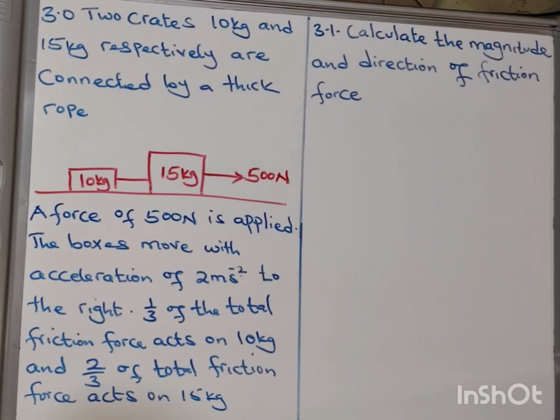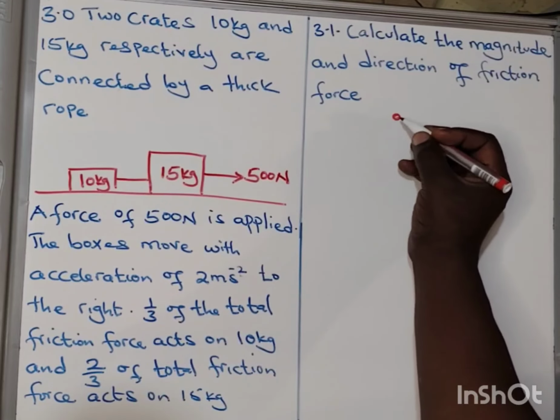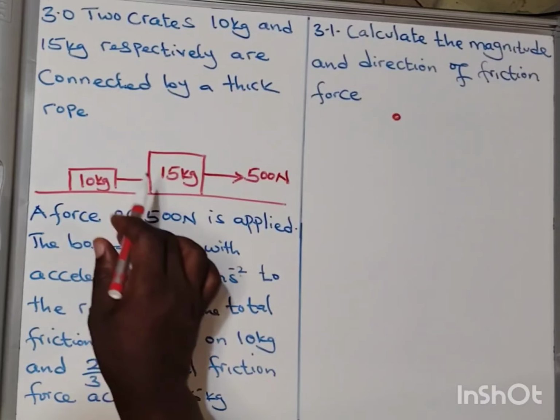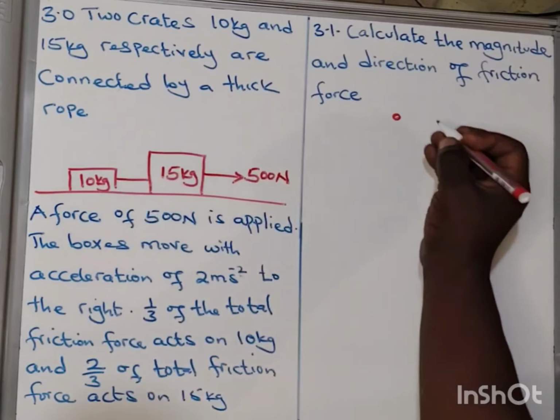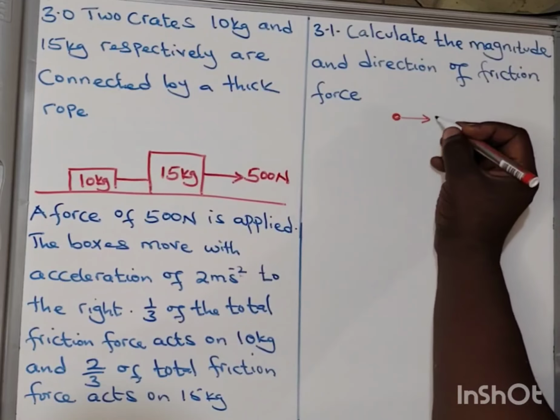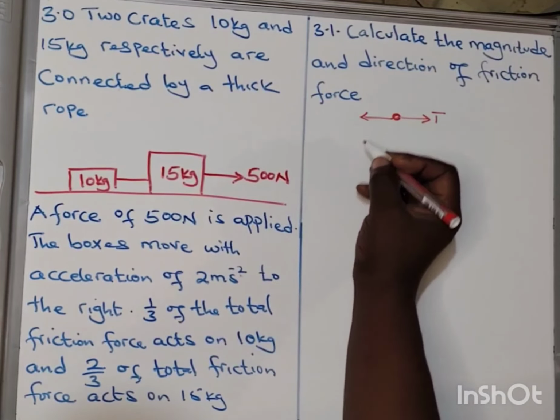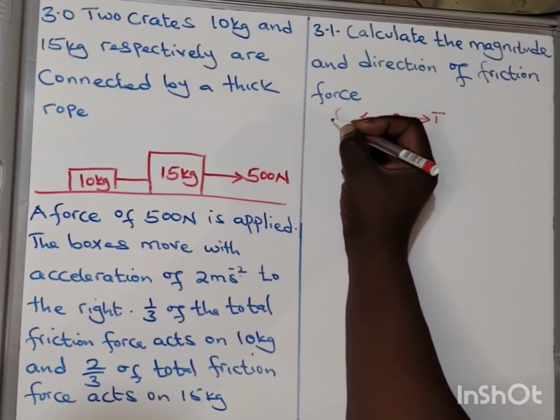Okay. So when you look at this scenario, what do you do? How do you go about it? The first step is to have the free body diagram. Let us start with the 10 kg. When you look at it here, what are the forces which are acting? You have the tension and you have the friction force.